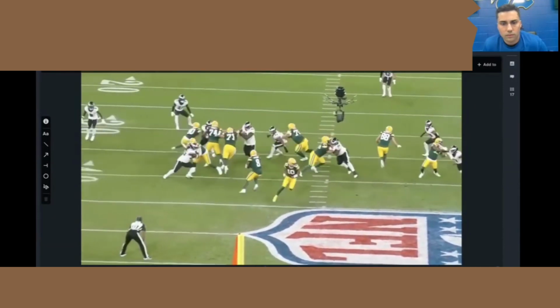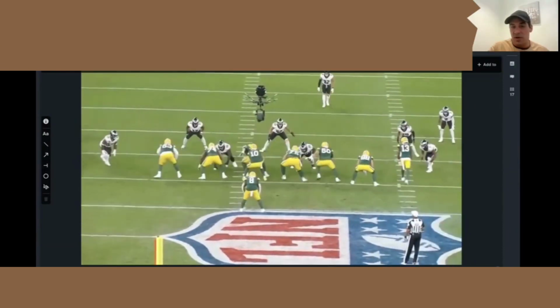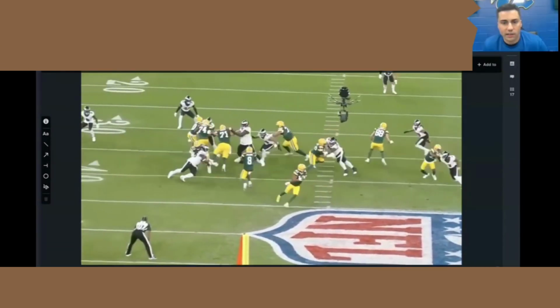Okay. So now these guys can just go hit their gap, right? So N'Kobe Dean's got this B gap. Zach Bond has this A gap. That's it.